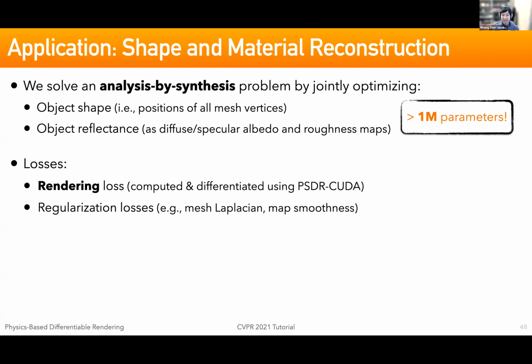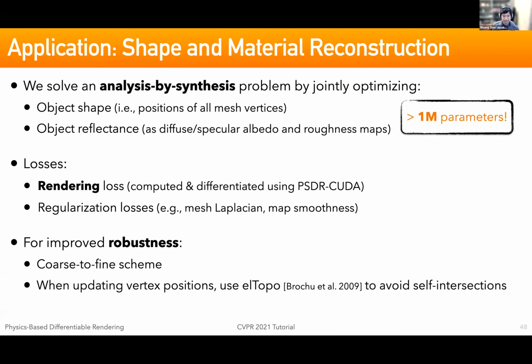And in this specific example, to make the optimization more robust, we used the rendering loss, as well as some regularization losses, such as mesh Laplacian and some smoothness terms that we put on the reflectance or BRDF maps. As discussed earlier by Yannis, how to design a good loss is very important, but that's beyond differentiable rendering. So this is what we did for that project.